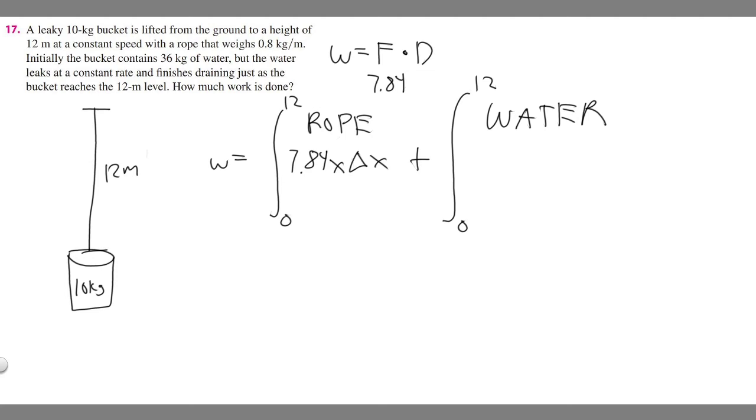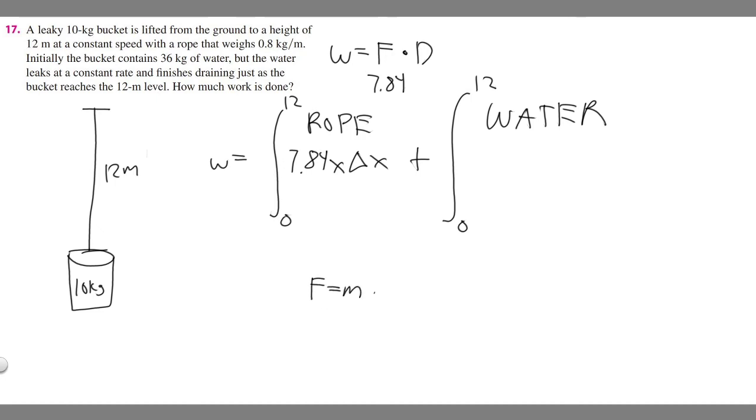We need to solve for the amount of water that changes based on how far we're moving it up. We know it starts with 36 kg of water, and the water leaks at a constant rate and just finishes as it reaches 12 meters. Once it goes up 12 meters, it should equal 0. So if we do 36 minus 3x, that's going to find it. If we plug in 12, it'll be 0.